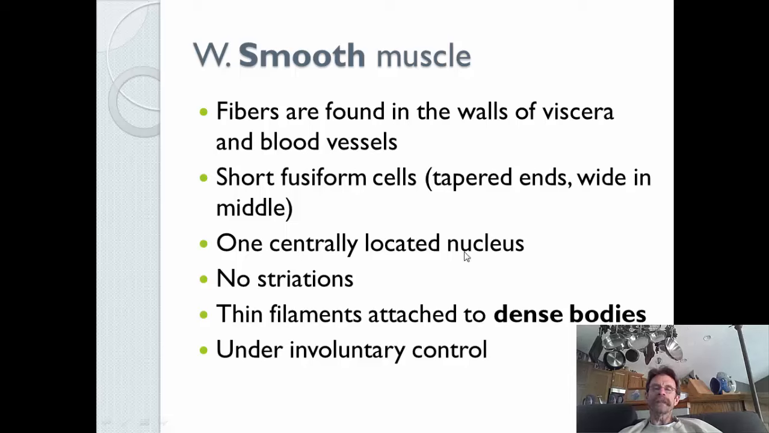They only have one centrally located nucleus, and they have no striations. There are thin filaments attached to dense bodies. So that fusiform look is a dense body in the middle with thin filaments on either end. And these also work involuntarily. And that's what I got on muscles.